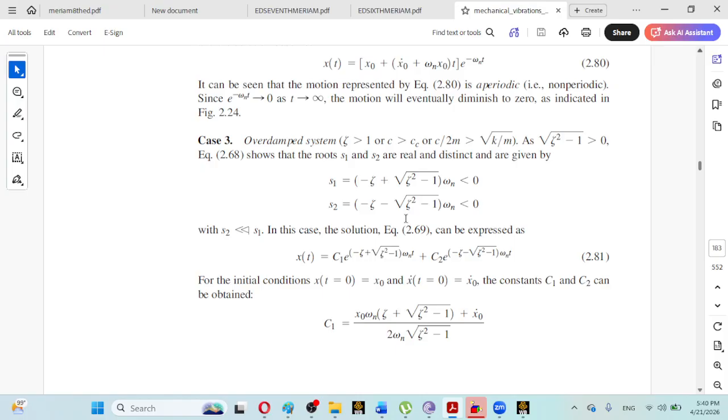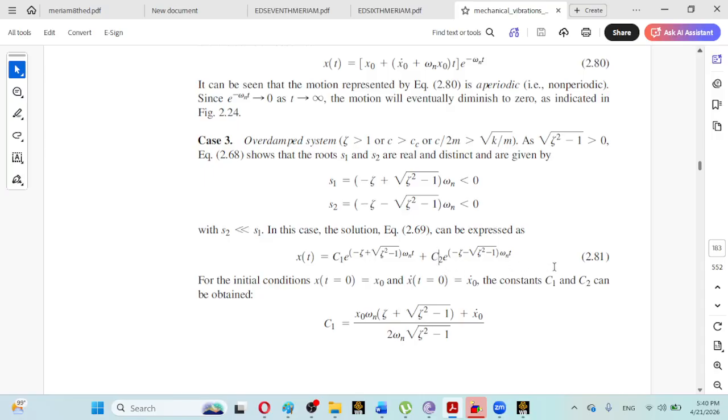As we can observe here, for damping factor 1.3, the second root will be equal to minus 1.769. So as compared to the first root that was minus 0.469, the second root s2 is equal to minus 1.769 when the damping factor is assumed to be 1.3. For this specific case I have taken a random value for the damping factor.